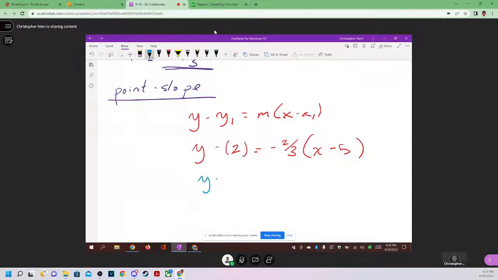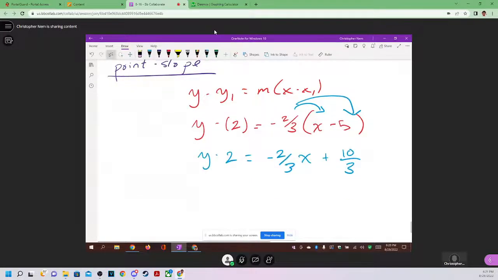So I get y minus 2 equals negative 2/3. Distribute this guy out. x. If I multiply that out, that's plus 10 over 3. And then now I add 2 to both sides. You get y is equal to negative 2/3 x. Combine like terms. And in this case, 2 is also 6 over 3, I apologize. So this is plus 16 over 3.